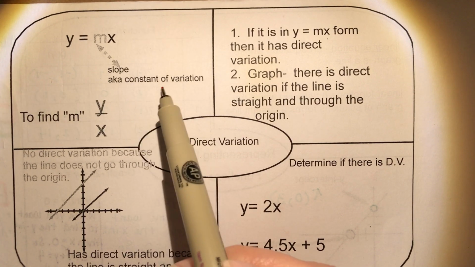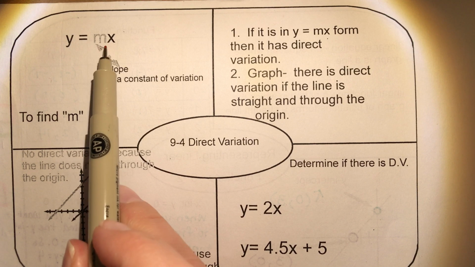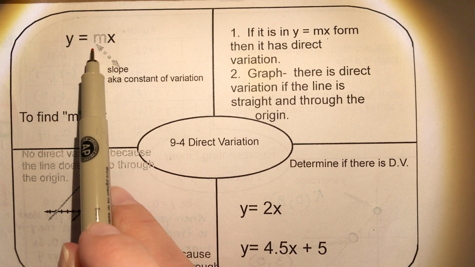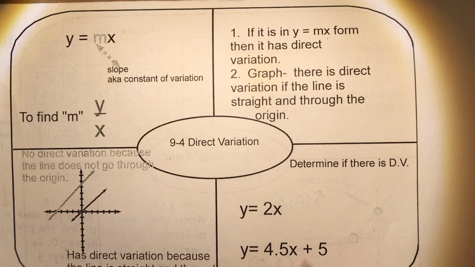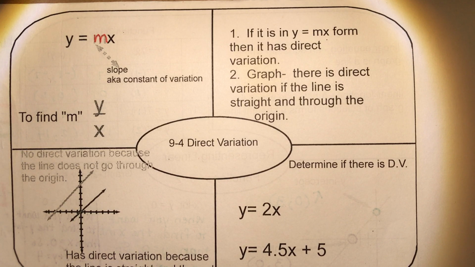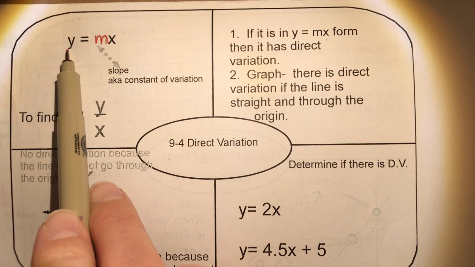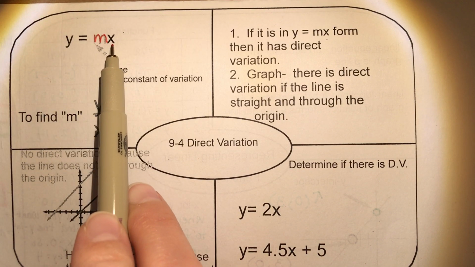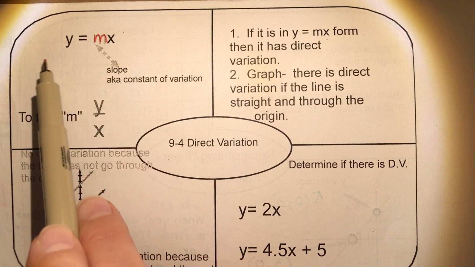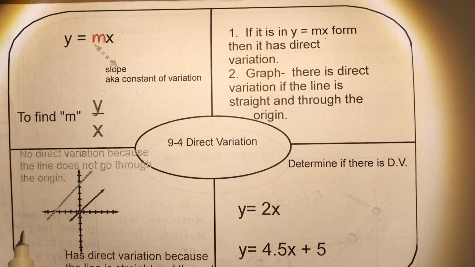It's also called constant of variation. And if you listened to my video yesterday, I said that slope is often referred to as m. So a lot of times when you're finding slope, you actually write m equals and then your answer. To find a slope, if you can take y and divide it by x in your equation here, you should be able to find your slope.